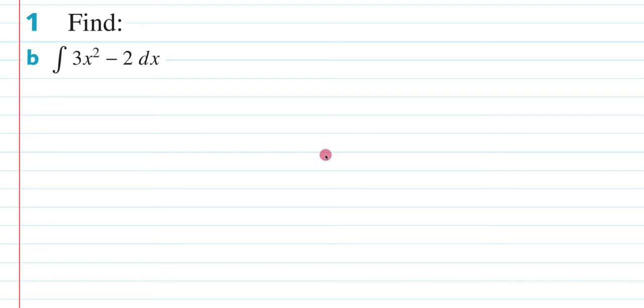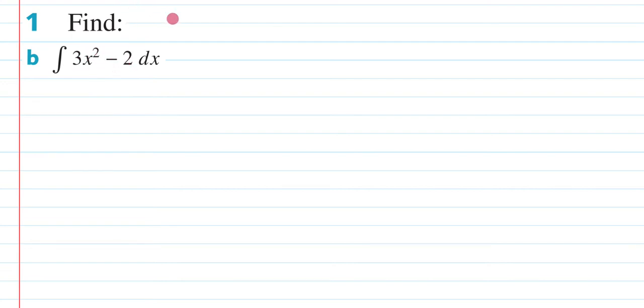We are going through exercise 17e, and in this video we'll be answering question 1b, which is asking us to find the indefinite integral of 3x squared minus 2. Now, immediately we can realize that we have two parts of this. We have our 3x squared, then we have our subtract 2.